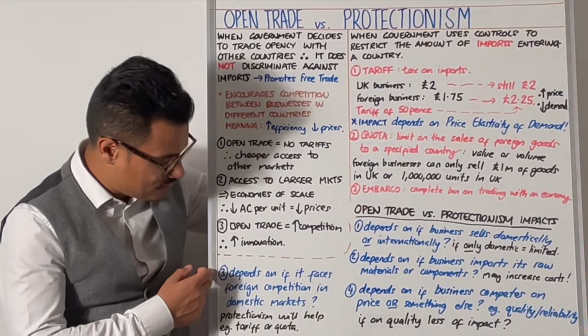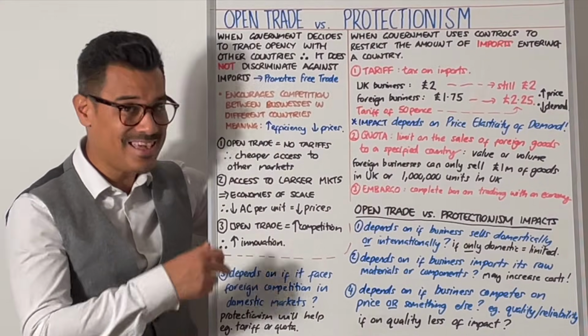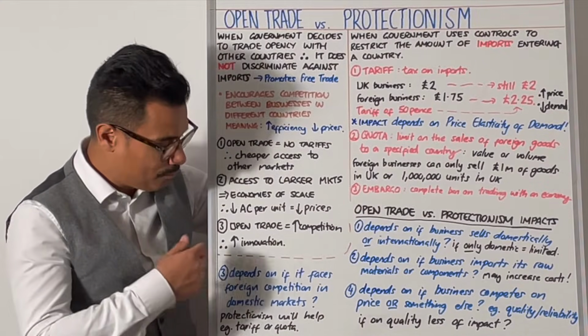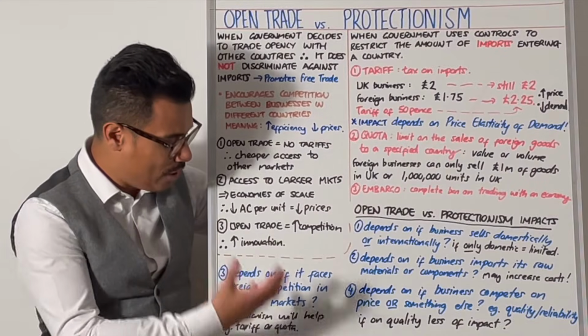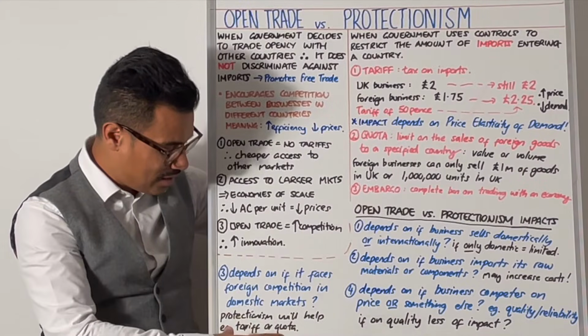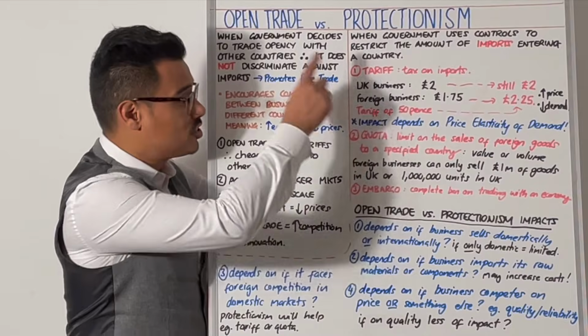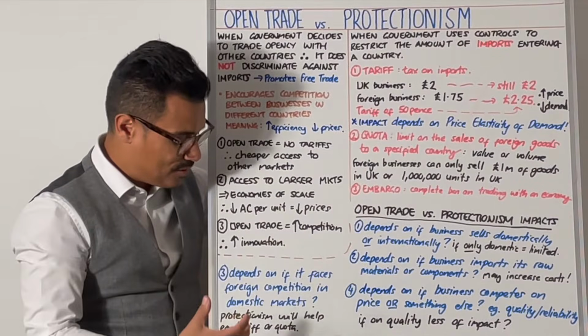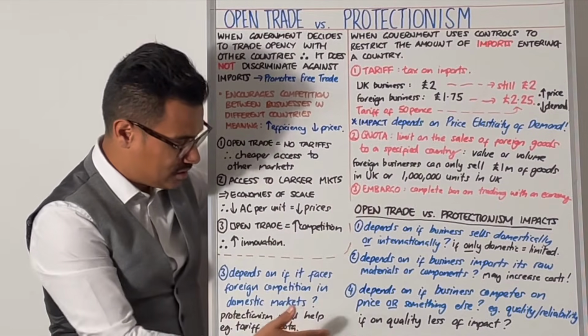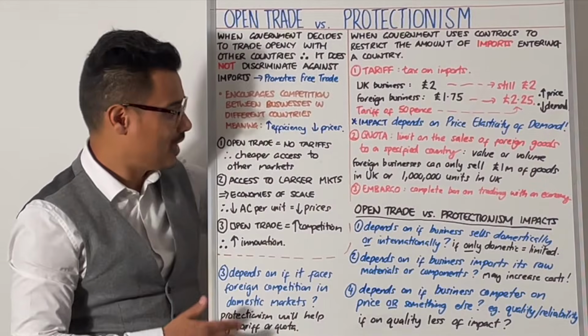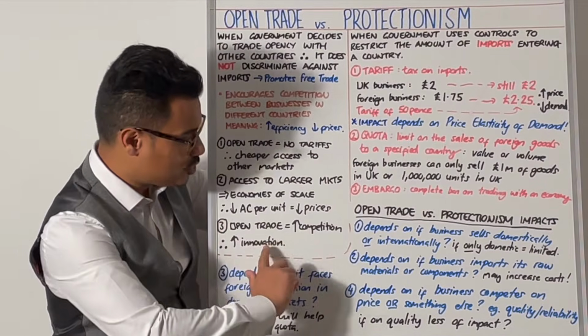It also depends on whether the business faces foreign competition in domestic markets. A more protectionist stance will help them, as it's likely those foreign businesses will face quotas or tariffs. But on the flip side, if they're taking a more open trade stance, it might mean more competition for them. However, that could mean more innovation.